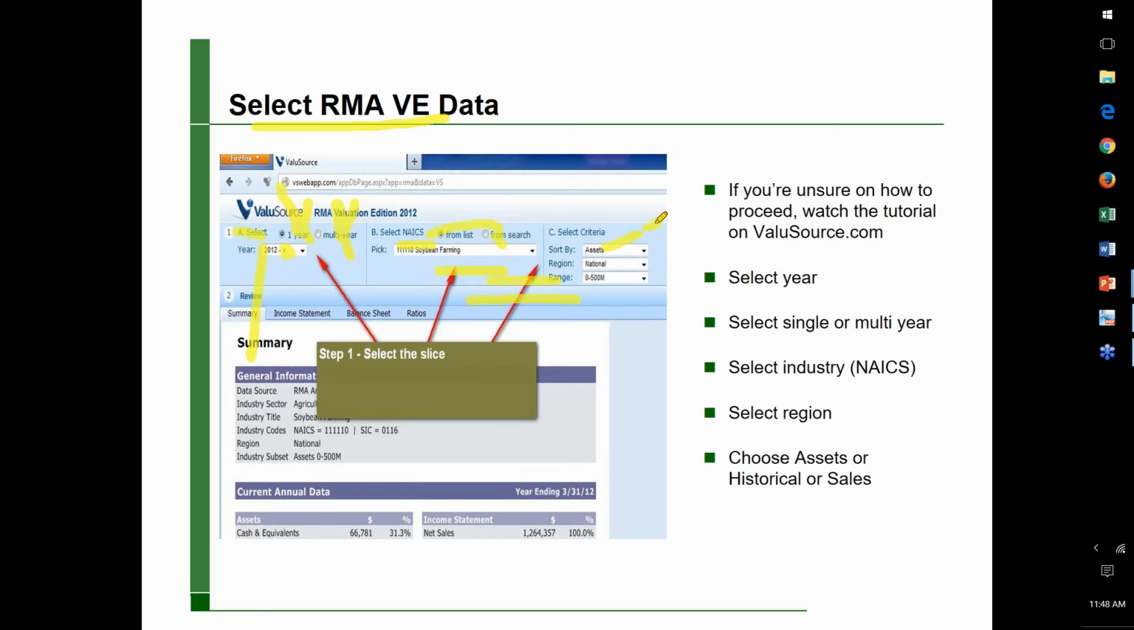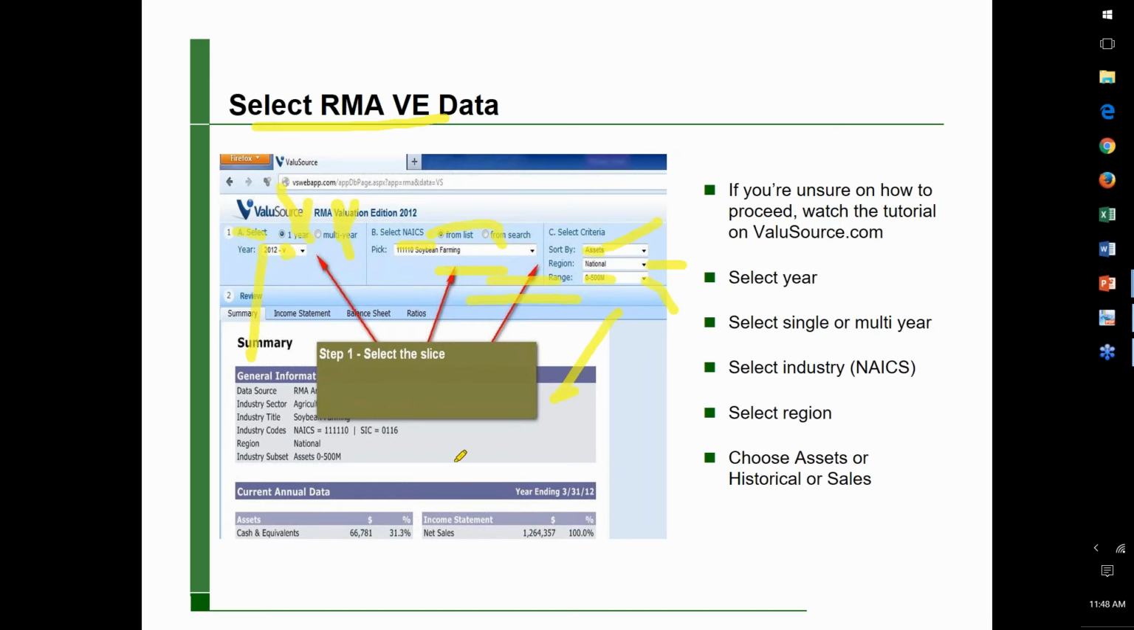And here's where those categories are. So sort by assets, sales, or historical is this first box. Here's the region. National is what comes in the standard edition, but if you want to break it down to Southeast, you get there. And here's your data slice. So based off of assets, 0 to 500 million, that's what shows up in the box down here.